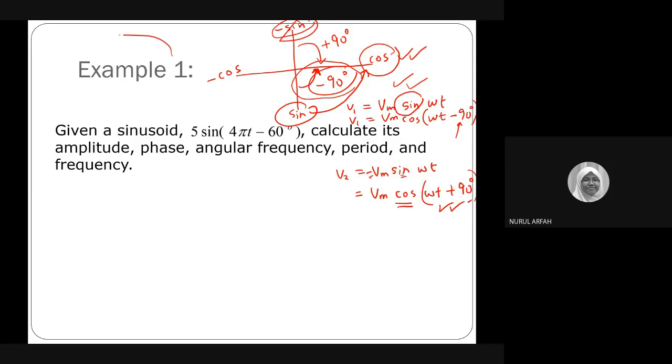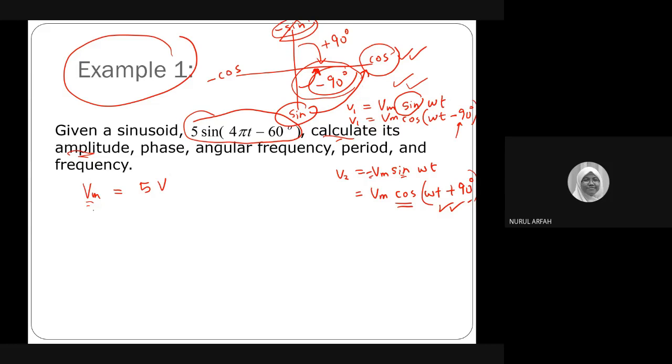Okay, go back to example number 1. Given is a sinusoidal form and calculate its amplitude. You don't need to calculate amplitude. So what is amplitude? From here? 5. Okay, 5. If I put it as a V, then this is a V. If this is a current, then 5 amps.